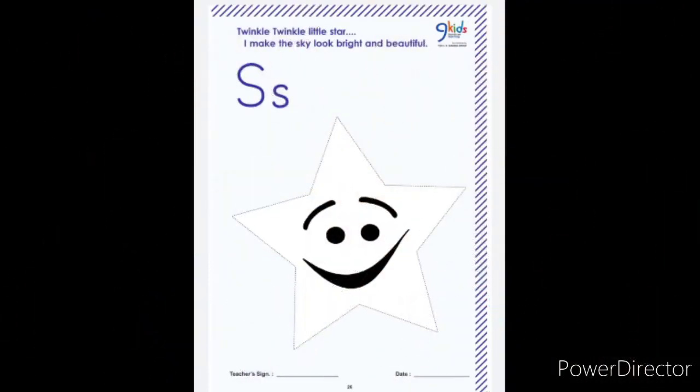Now I will give you a practice worksheet. Let's see the worksheet. Twinkle, twinkle, little star, I make the sky look bright and beautiful. Children, you have to trace the outline of the star with crayon and fill your favorite color in it. You can do this practice work in your English class workbook on page number 26.